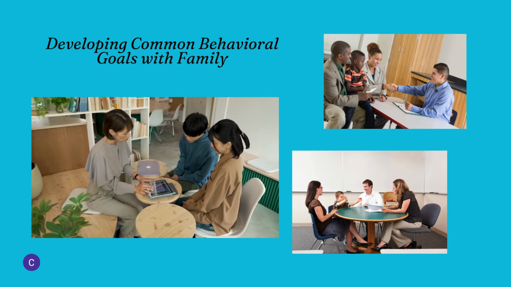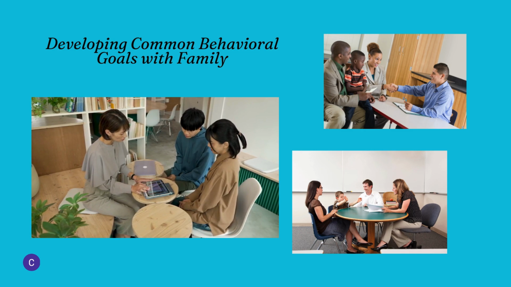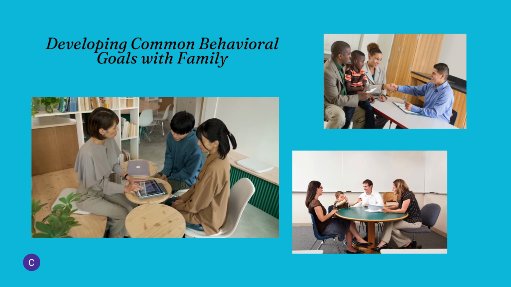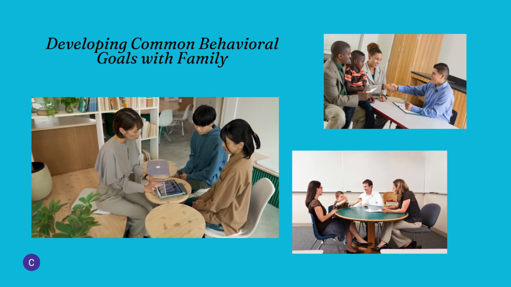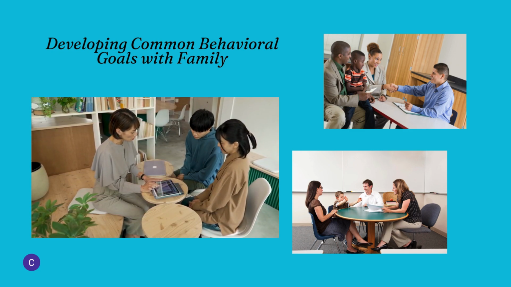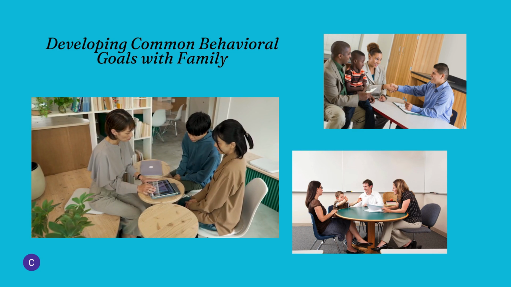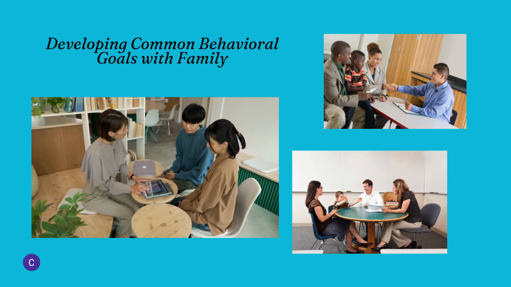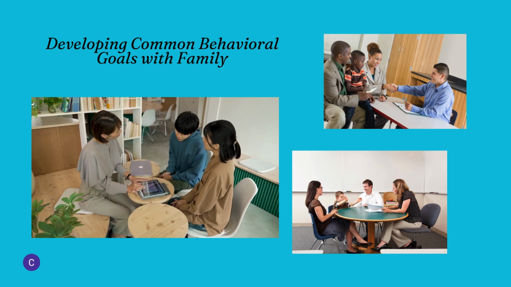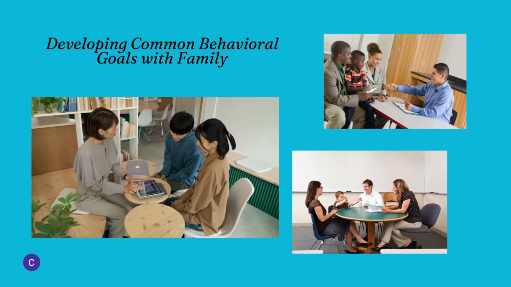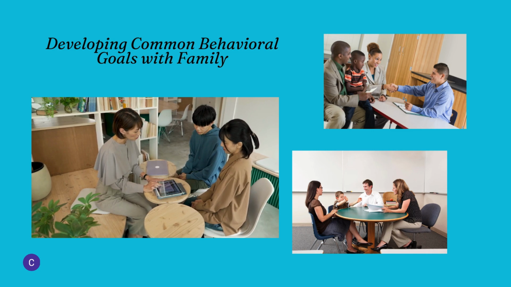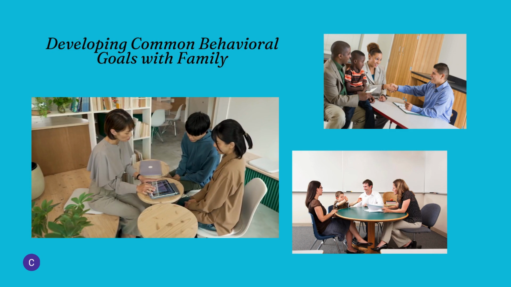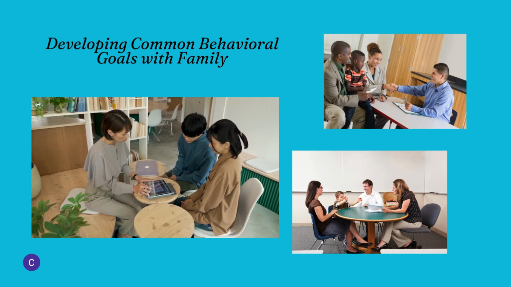By setting common behavioral goals, both parties ensure consistency across school and home. For example, a child struggling with self-regulation can receive support from the teacher and parent using shared strategies like deep breathing exercises. Consistency across environments promotes stability and helps children internalize coping strategies. Regular communication ensures that the child's needs are met effectively, providing a sense of predictability and support in both settings.